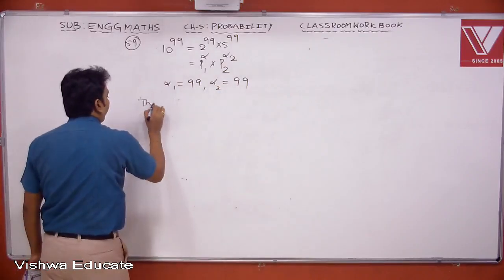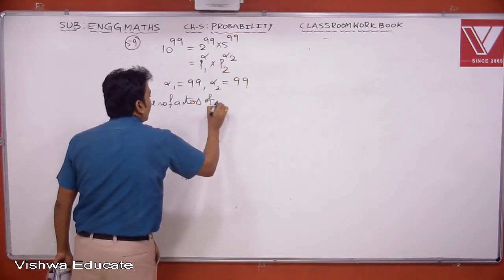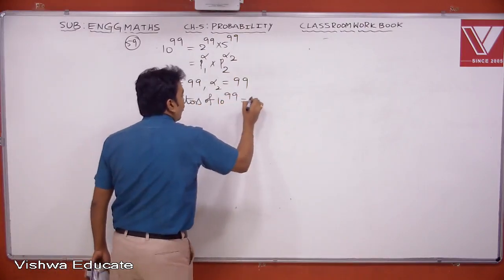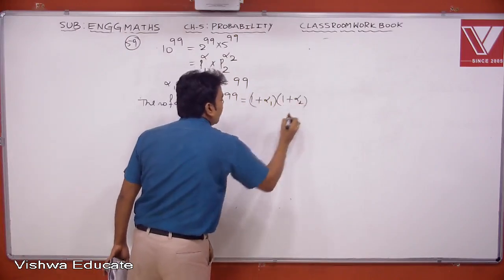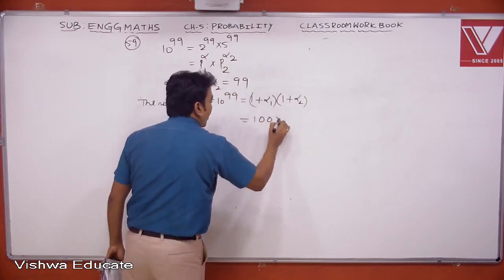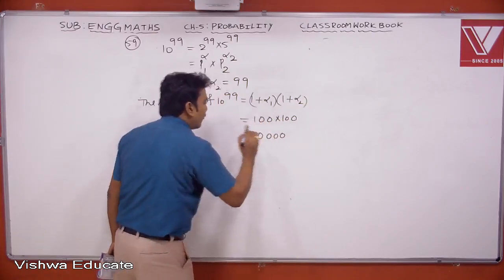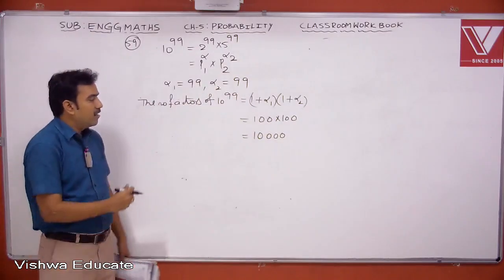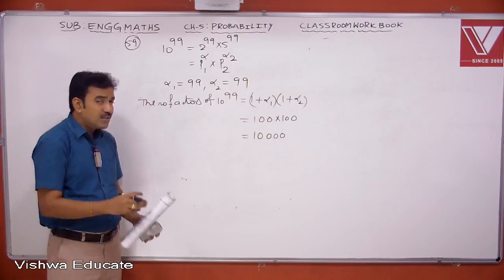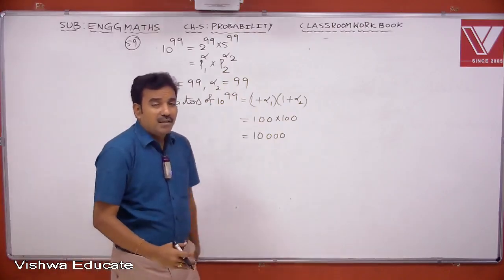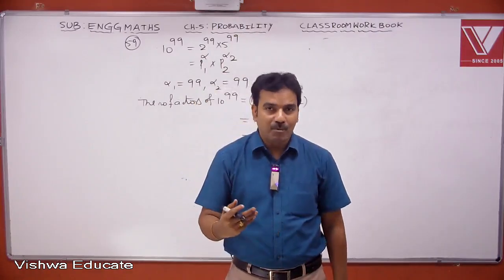So the number of factors of 10^99 equals (1 plus alpha1) into (1 plus alpha2). So this is 100 into 100, which gives 10,000. So 10^99 has 10,000 factors according to prime factorization. The question is: out of these 10,000 factors, how many factors are multiples of 10^96?